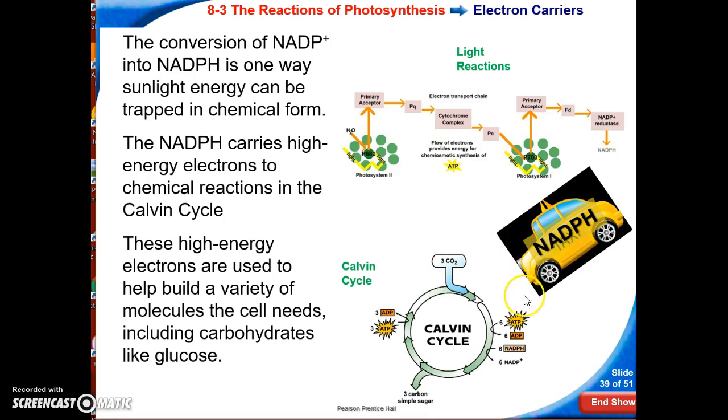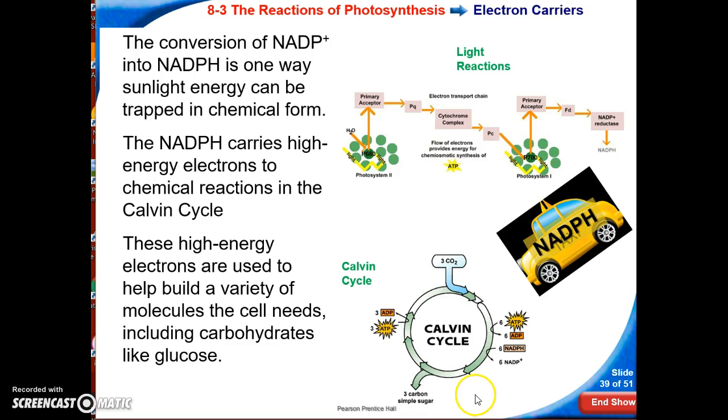And the reason that we need energy in the Calvin cycle, you can see here we're using some of the ATP that we made, and we're using the NADPH. It's because we're building a molecule. So we're taking carbon dioxide, and we're taking the carbons away from it, and we're building them into a carbohydrate. And so what we end up with through the Calvin cycle is we take 3 carbon dioxides and we end up with 3 carbon sugars.